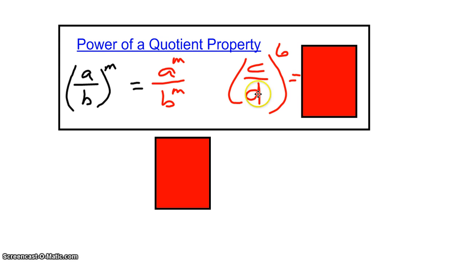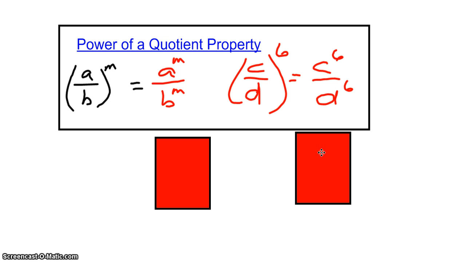And so let's simplify. Ellie, can you tell us what c over d all to the sixth equals? C to the 6th over d to the 6th. Good job. Okay, I think we have one more tricky one, and then you're on your way.